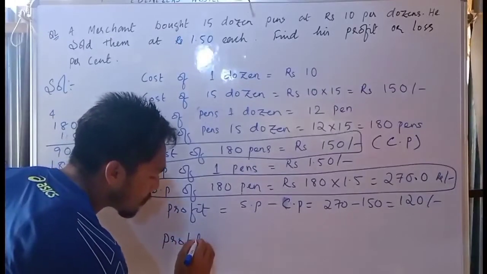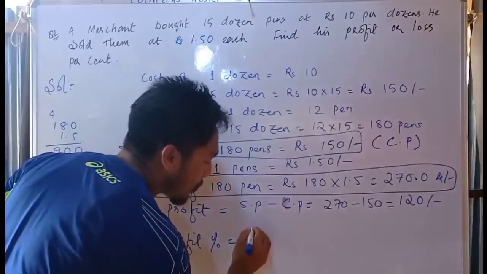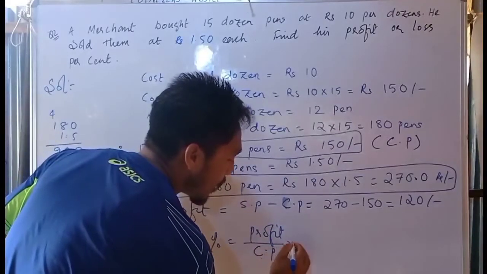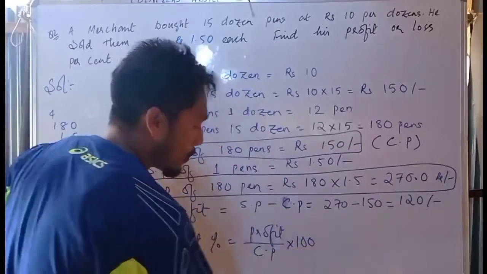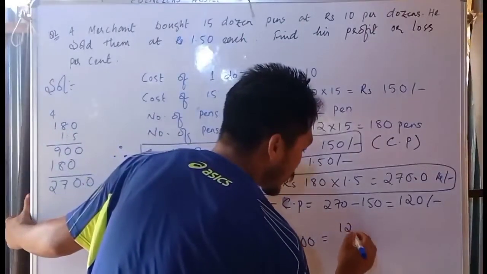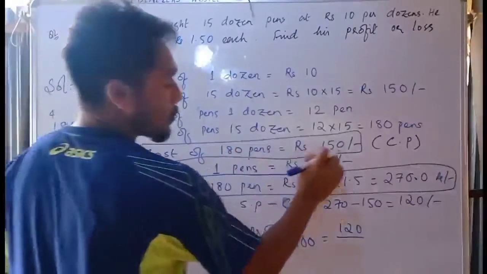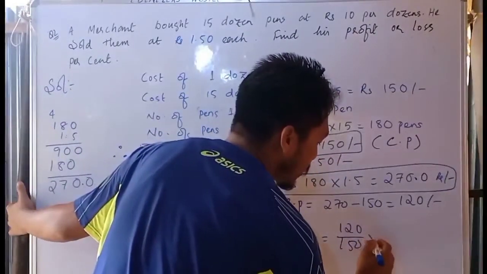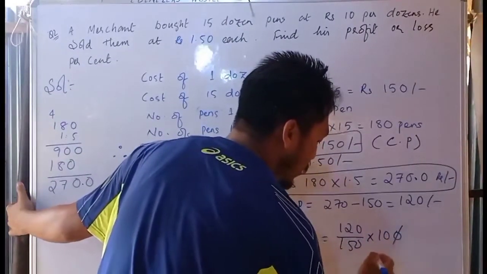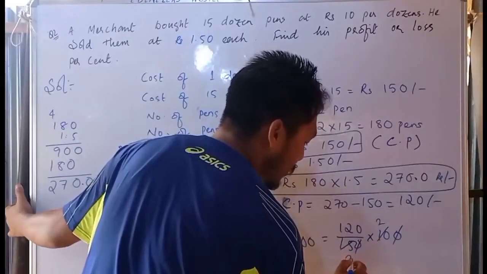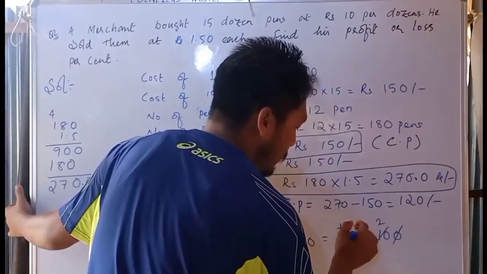So profit portion is what? Profit portion is equal to profit divided by CP into 100. Profit is 120, and CP is the cost price. The CP is how much? 150. 120 by 150 into 100. So 0 and 0 cancel. 5 2s are 10, 5 3s are 15, 3 4s are 12.